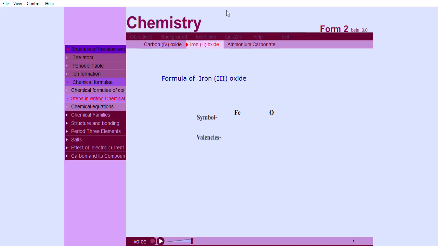Formula of iron 3 oxide. Steps. Write the symbols of iron and oxygen. Write the valencies of iron and oxygen above and to the right side of each. Exchange the valencies by writing them below the symbols. Write the symbols close together: Fe2O3. The valencies have no common factor which can divide and give a whole number. Therefore, the number is just reversed. Therefore, the formula is Fe2O3.